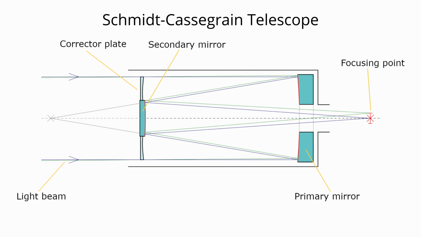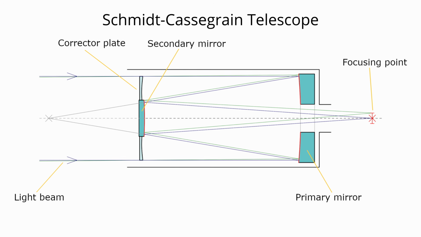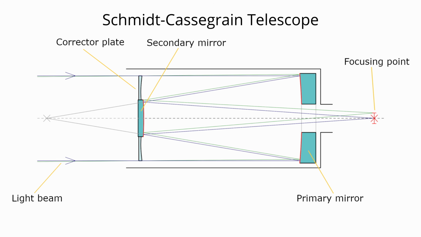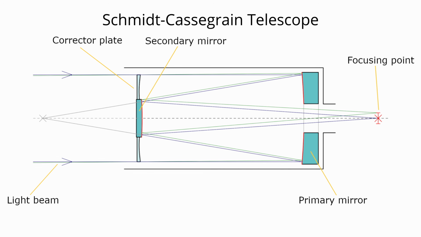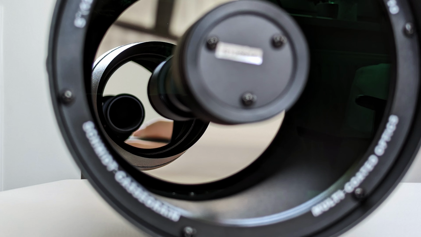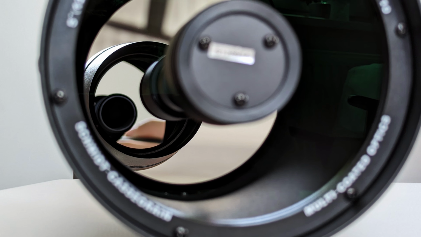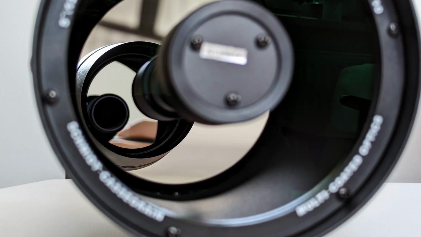So how does an SCT work? Well, light enters the telescope tube and passes through the corrector plate. Here the light gets refracted towards the primary mirror. From there, the light is reflected back towards the front of the optical tube, where the smaller secondary mirror is located. The secondary mirror then reflects the light back through a hole in the primary mirror where it exits the optical tube to form the final image. From there, the used accessory, eyepiece or camera sensor takes over.